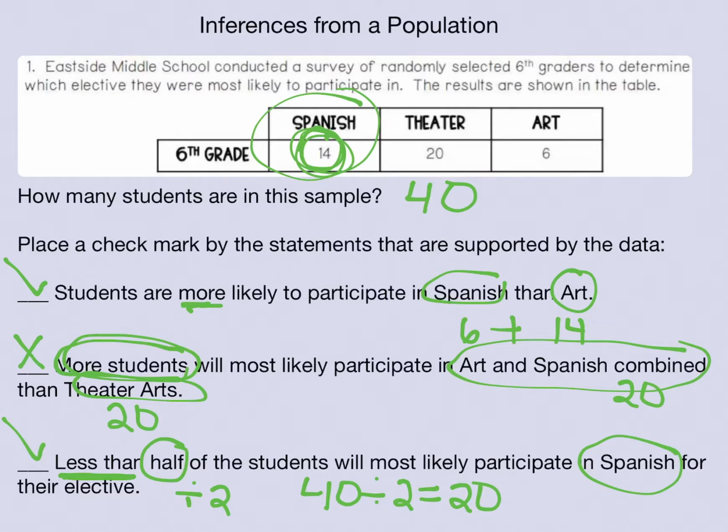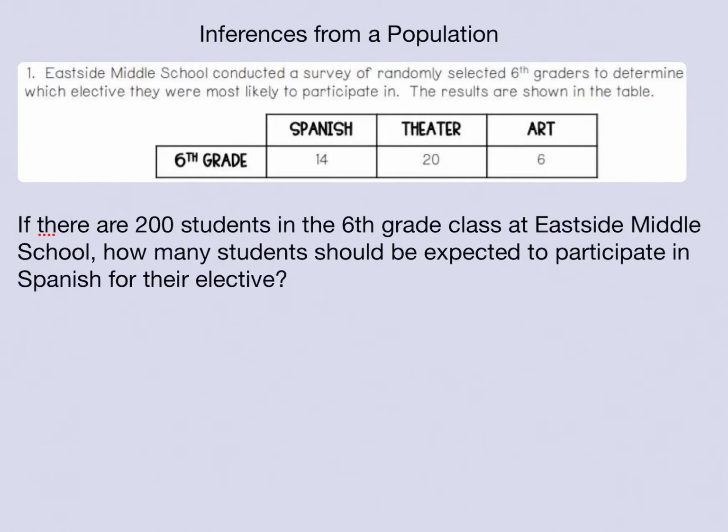So make sure you focus on each statement one at a time. Now, you also may have to make a prediction. So in this example, we have the same data set, but we're going to make a prediction here. It says if there are 200 students in the 6th grade class at Eastside Middle School, how many students should be expected to participate in Spanish for their elective?